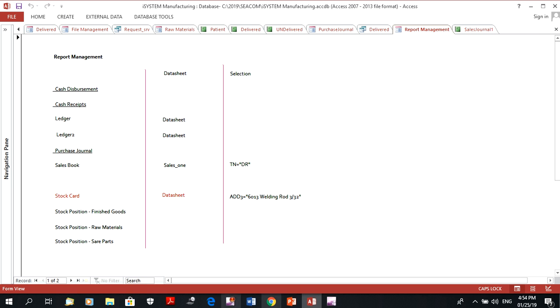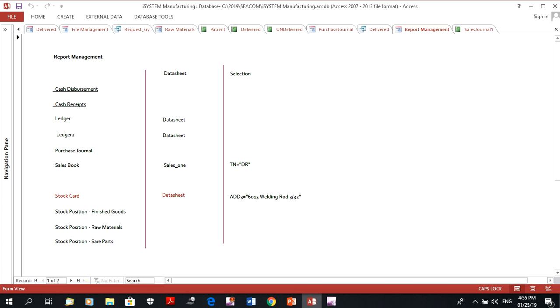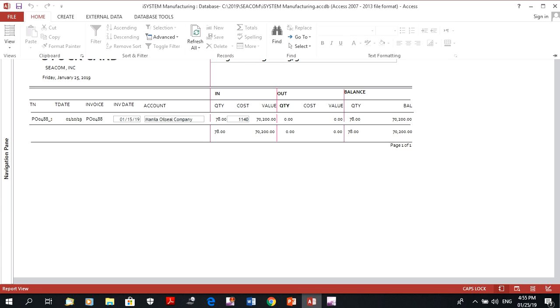So, okay, since we've gone through it, the stock card, the next is, where did that stock card come from? How was it related to the transaction file which we converted by using the classification of purchases? Remember, we classified the delivered record into purchase. That's why it went through these GL entries, and from these GL entries it goes to this file and it goes to the stock card. We've seen the stock card. We know it comes from stock, but let's review it. Just a proof of where that file came from.